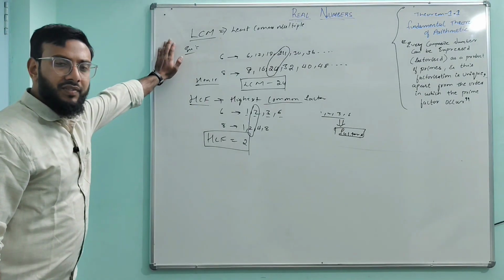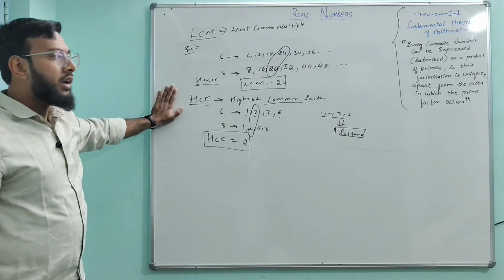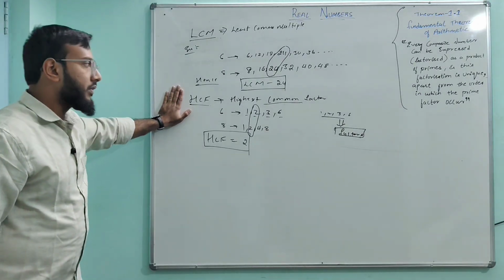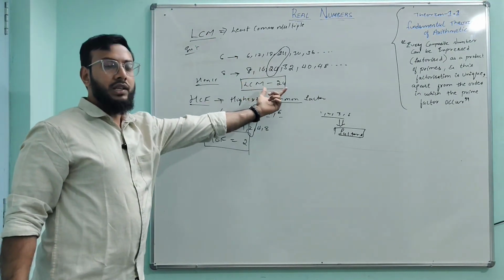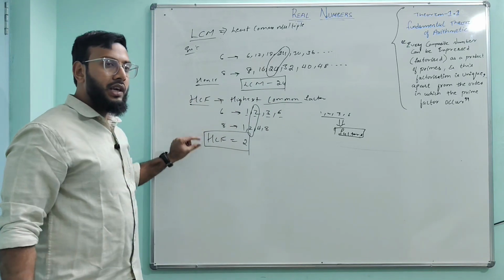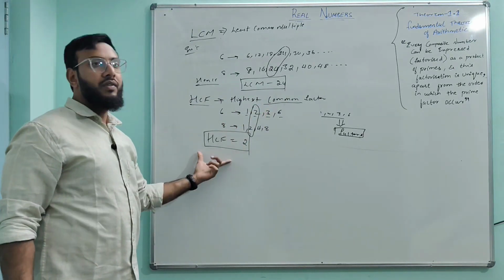Hope it is clear. This is the general way of understanding what is meant by LCM and what is meant by HCF. LCM is least common multiple. HCF is highest common factor. In the multiples of 6 and 8, I have got the least common multiple as 24. In the factors of 6 and 8, the highest common factor of both is 2, which I have written as HCF.